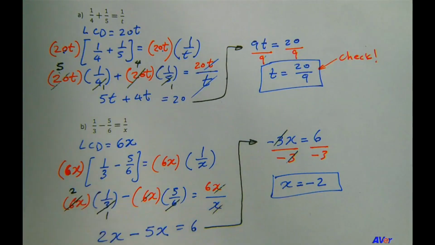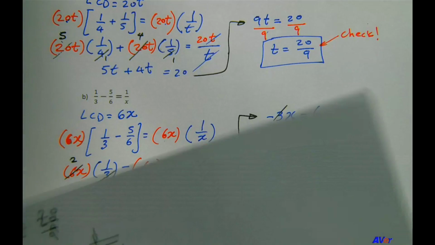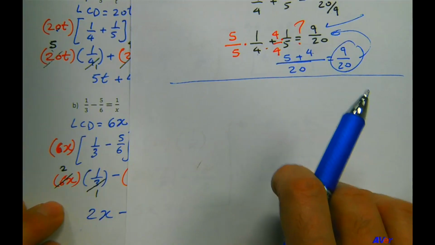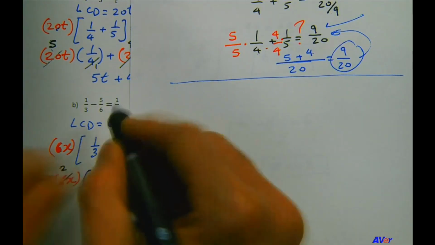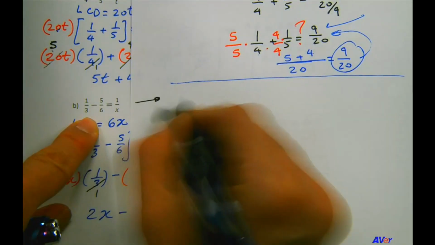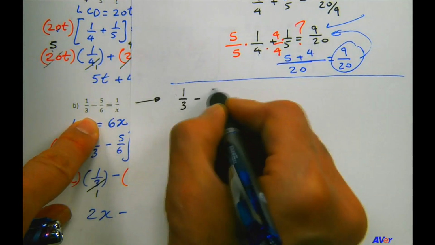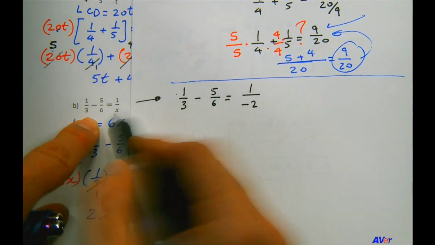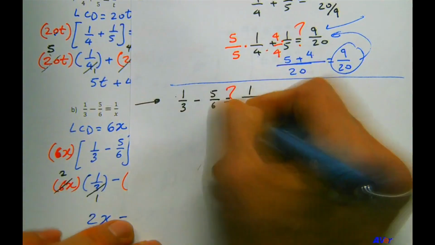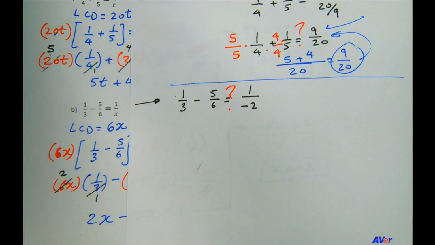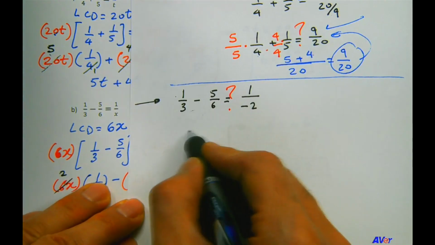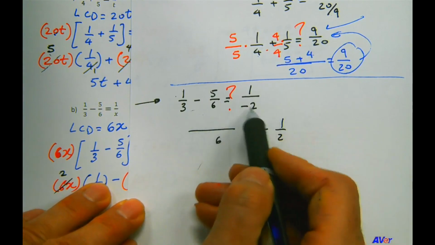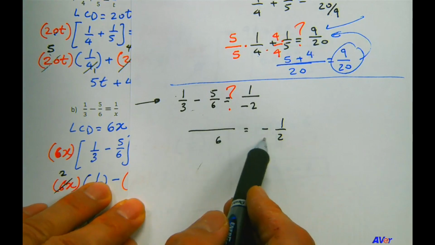How about the negative 2? Let's check it here. I'm going to write it here. All right? So we have 1 over 3 minus 5 over 6 equals 1 over minus 2. Notice I replaced x with minus 2. Why? Because we're checking to see if the left and the right sides are equal. So what's the common denominator on this side? 6. Right? If we are right, then the left side should also be equal to minus 1/2.